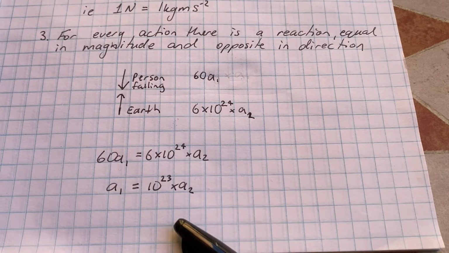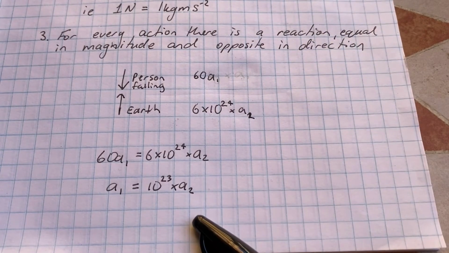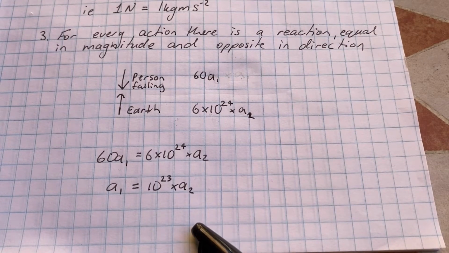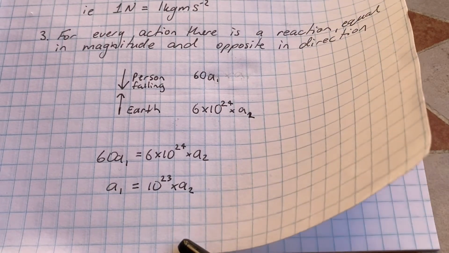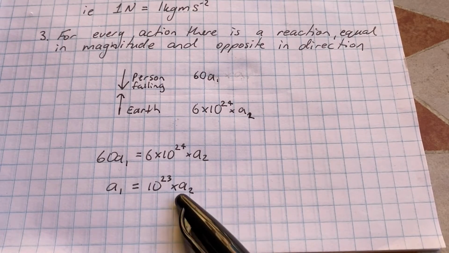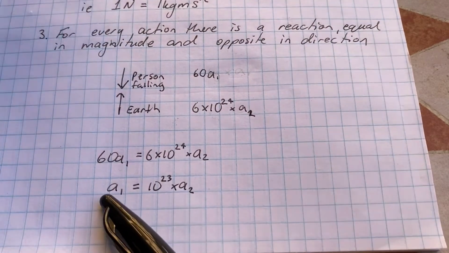So the person is falling pretty fast relative to the earth. It looks to us like the earth isn't moving at all because it's such a tiny, tiny amount. And quite possibly there's something happening on the other side of the world that cancels it out too. There's all sorts of things going on there, but the earth does have that opposite reaction to the action of the person falling.